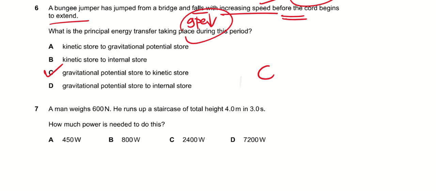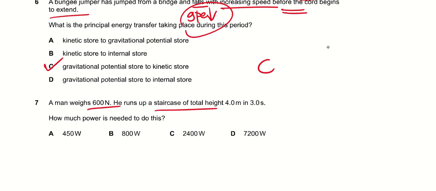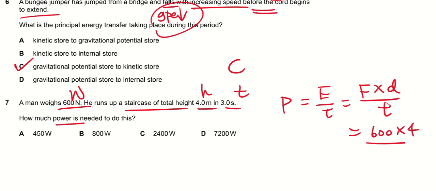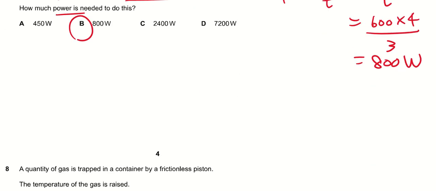A man weighs 600 newtons. He runs up a staircase of total height 4 meters in 3 seconds. So this is his weight. Now, how much power is needed to do that? Power equals energy over time, so work done over time. So it is force times distance moved over time. Because we are using weight, which is 600, and the height 4 over 3, so it will be 800 watts. Okay, so answer is B.